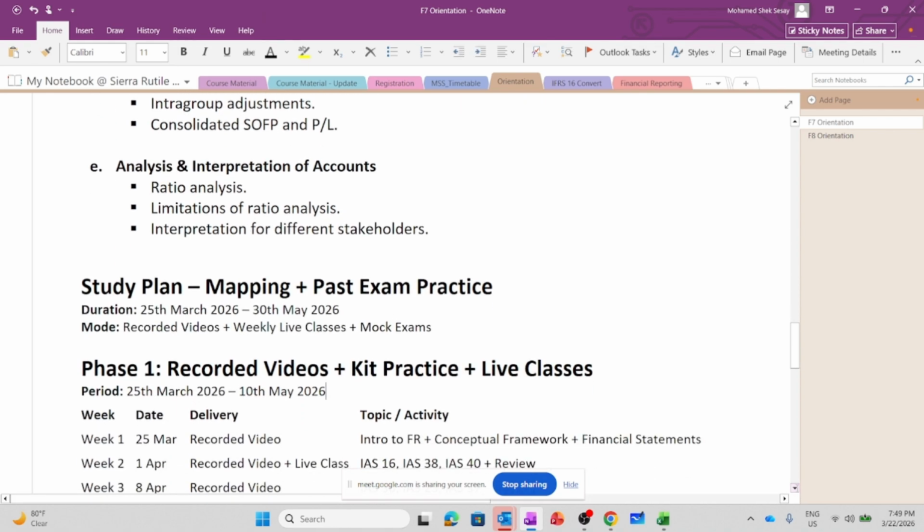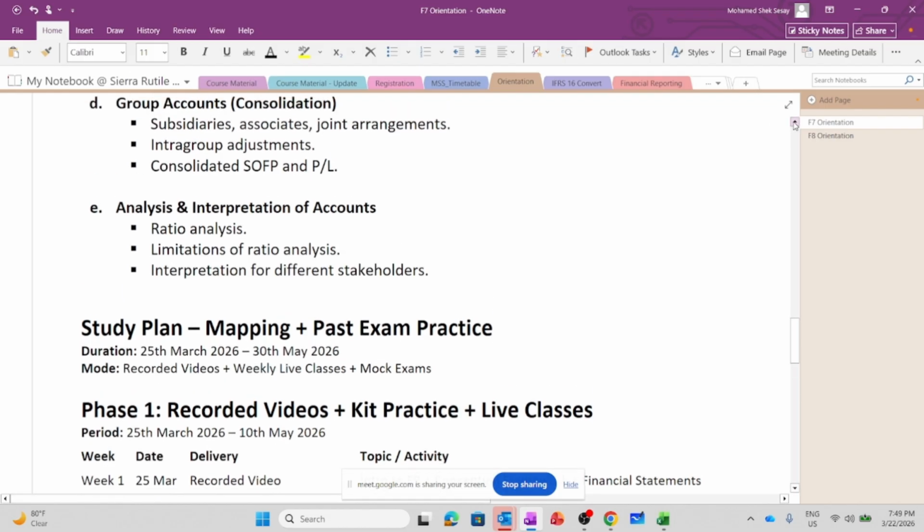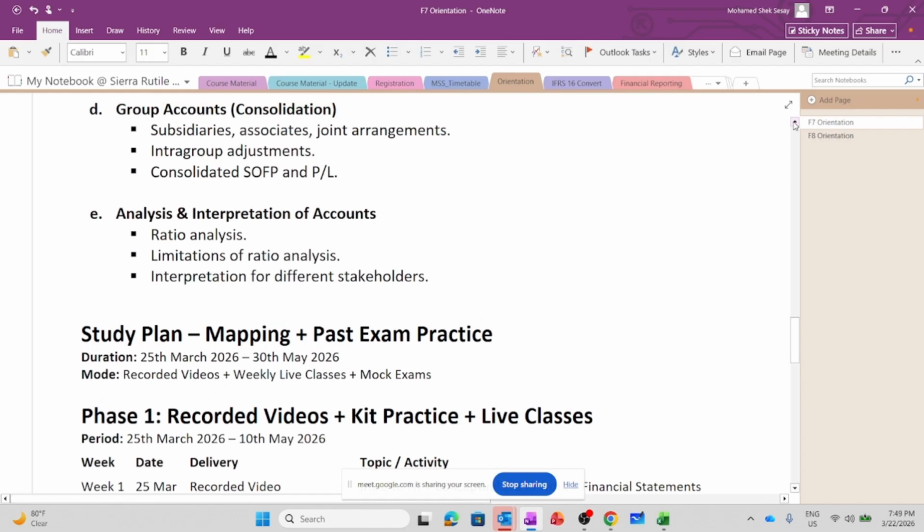And also we are going to look at the consolidation, which has to do with the subsidiary, the associate, and the joint arrangement. And also we're going to look at the intergroup adjustments, how we can adjust transactions between the parent and the subsidiary within the group structure, how we can account for the intergroup transaction. Don't worry about it. We are going to look at it separately. And also, we are going to look at the consolidated statement of profit or loss and the P&L.